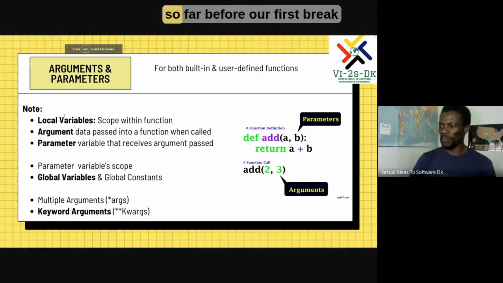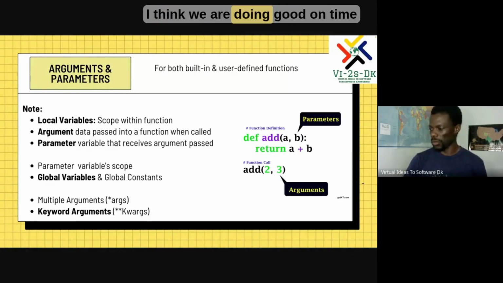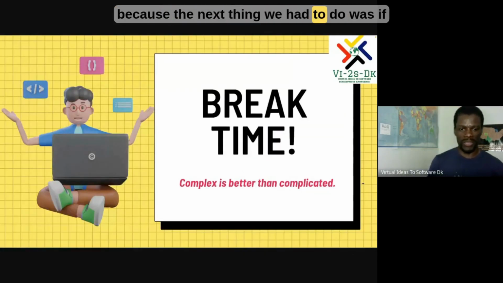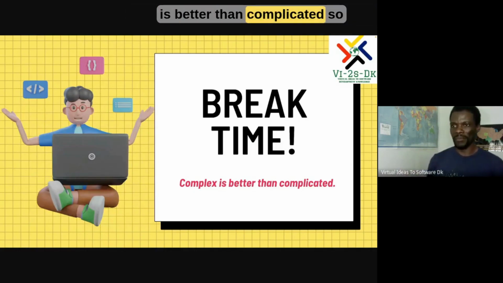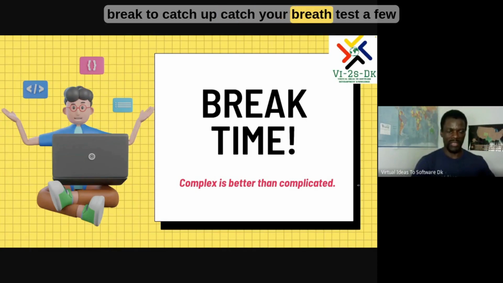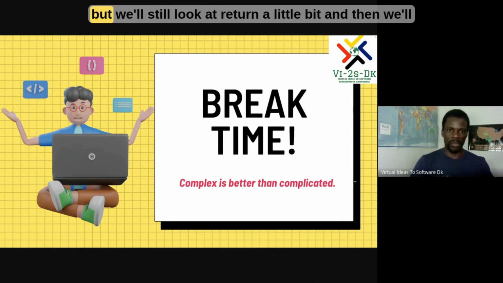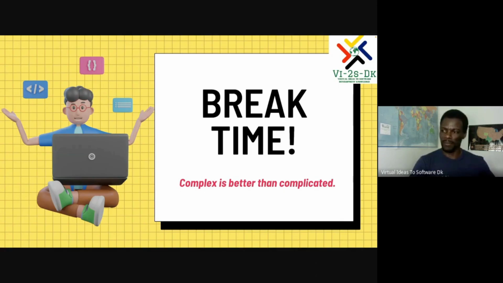We've gone over our time so far before our first break. It's about 8 minutes after the hour, but I think we're doing good on time because the next thing we had to do was, if simple is better than complex, complex is better than complicated. So I'll give you 5 minutes break, very short break to catch your breath, test a few things, walk away from your computer or your phone, and then when we come back, we're going to look at return. I know we've talked about return, but we'll still look at return a little bit, and then we'll look at a few practice questions. Sounds good?